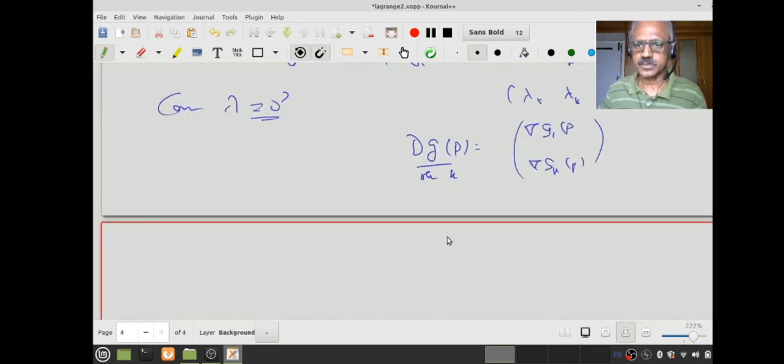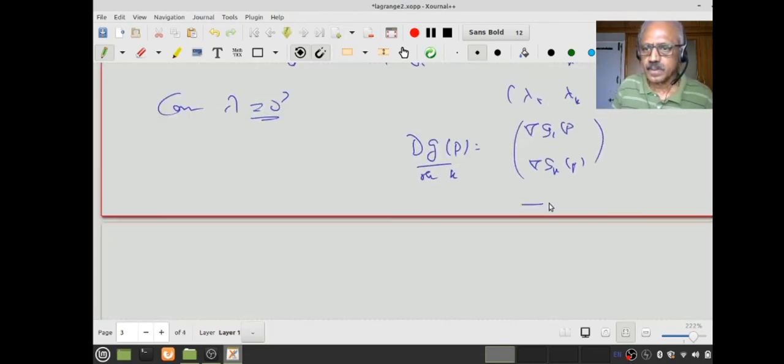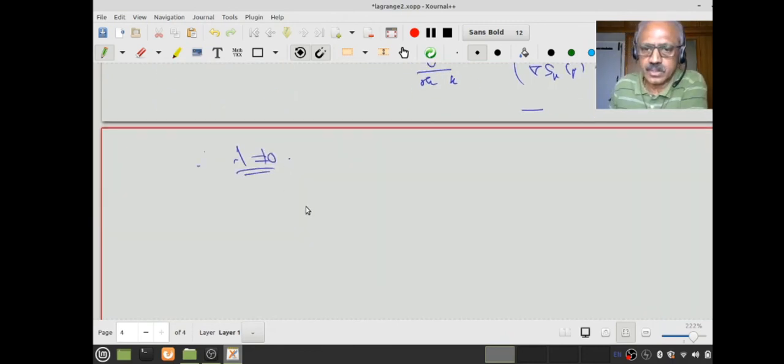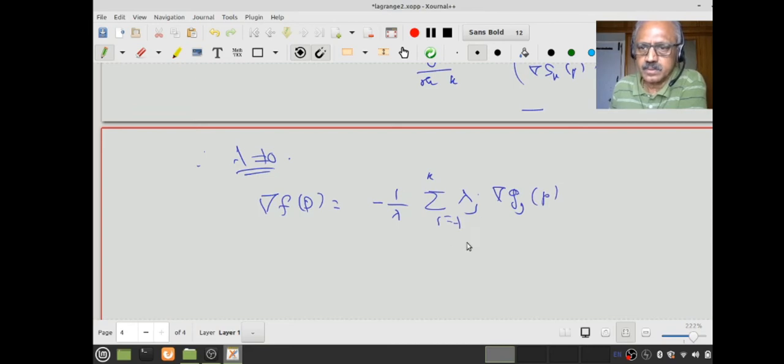Pause, review, proceed. If lambda is not equal to 0, then I got it. Then what do I have? ∇f at p equals minus 1 by lambda times the summation of lambda j ∇gj at p, j equal to 1 to k. Okay, these are your things. So this proves the result.